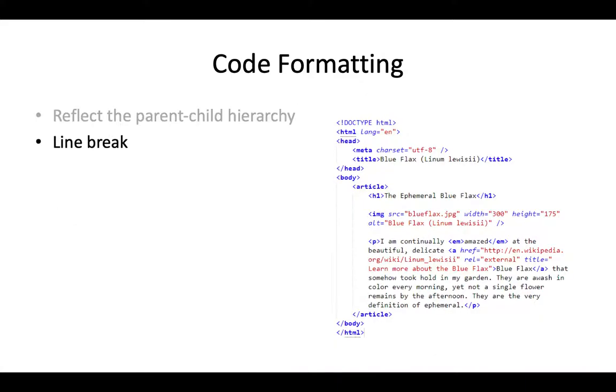Okay, and for those of you who want to do code formatting manually, it's not that difficult at all. Really, you need to be able to show the child-parent relationship. For example, these two elements are inside head, so there should be one level to the right, that's all. And you should have a line break for each of the elements. So meta has its own line, title has its own line, h1 has its own line, that's all.